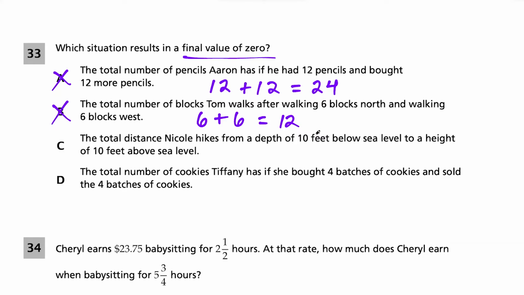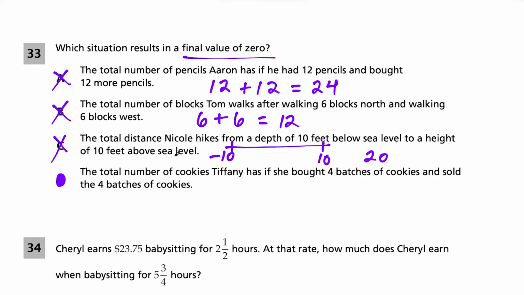Well, if she goes from 10 feet below to 10 feet above, then she's going from basically -10 to +10. So from -10 to +10, just imagine it's going up. That's a total of 20. So that's not a total of 0. So C is out. So just by process of elimination, it has to be D.